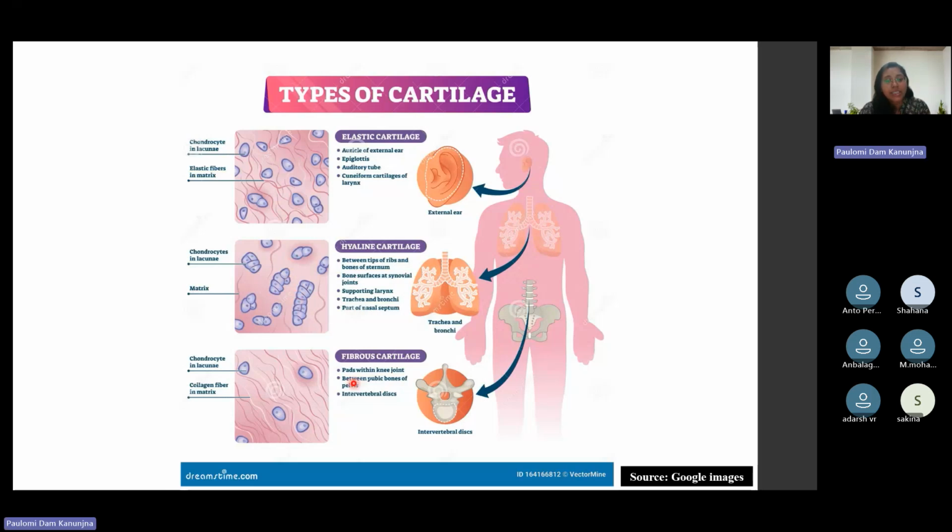And the last one is fibrous cartilage, which you will find within the knee joints and in the pubic bones of your pelvis, here in this region. You can see that you have collagen fibers in the matrix. So these are elastic fibers, these are collagen fibers. They are fibrous because of the presence of collagen. So these are the three types of cartilage that you see in your body.